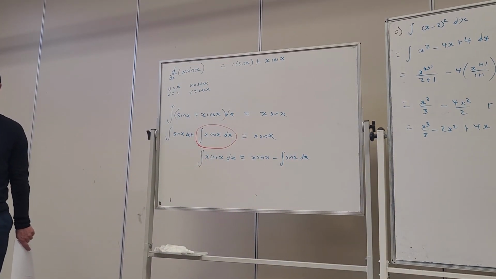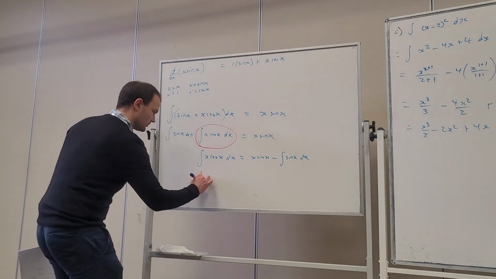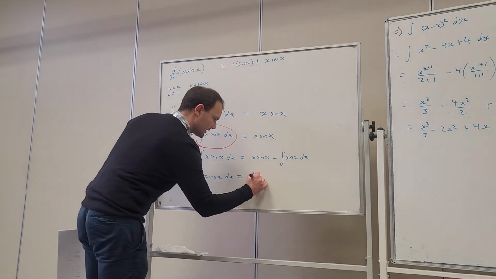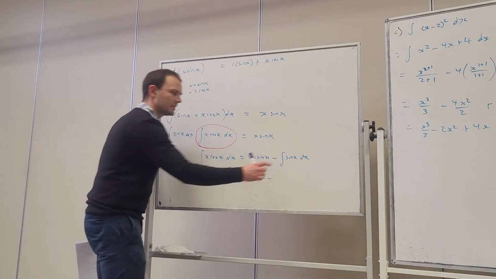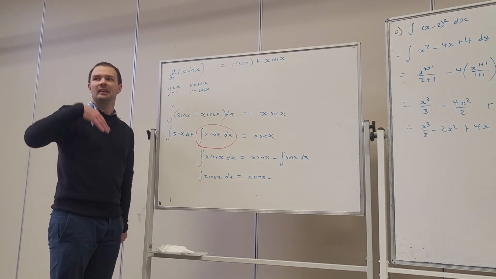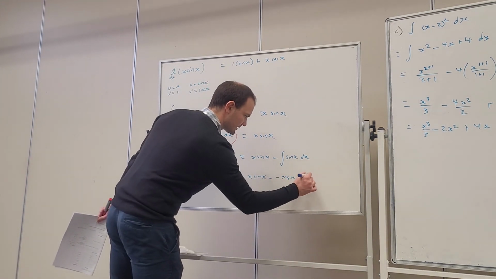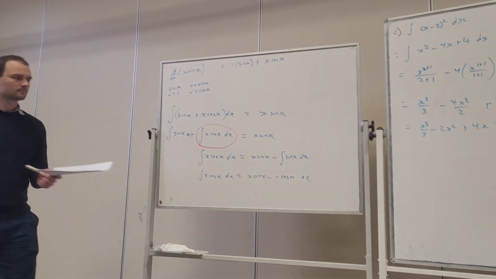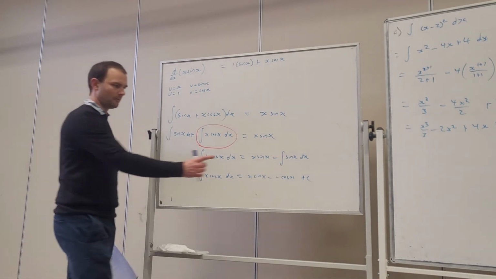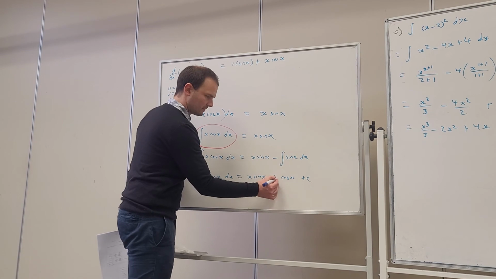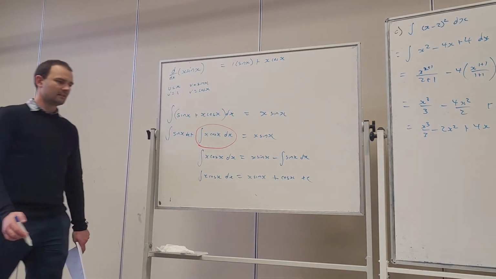Okay. The integral of x cos x is going to be x sine x, take away, what's the integral of sine x? Negative cos x, plus c. Okay, so we need to perform that step. And then what we have here is x sine x plus cos x plus c.